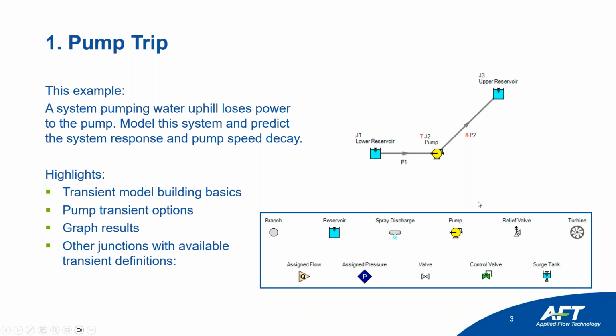Now these junctions over here at the right, these are 11 other junctions that we allow users to define transients for in AFT Impulse. So if you want to vary pressures, vary flows, vary loss values in a valve, we allow you to do that with these 11 junctions right here.